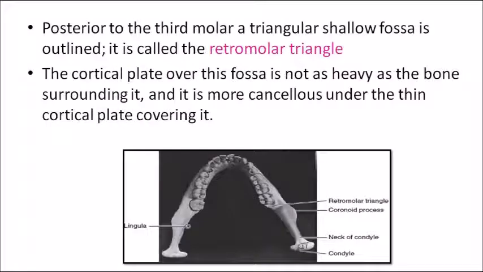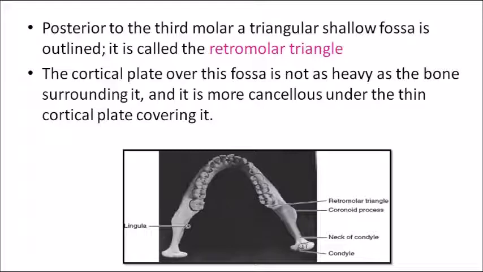Now there is one more important landmark in the case of mandible: posterior to the third molar, a triangular shallow fossa is there, which is called the retromolar triangle. That's an important anatomic landmark in the mandible. The name, retromolar, means behind the molar or posterior to the molar, and there is a triangular shallow fossa, so that is called the retromolar triangle.